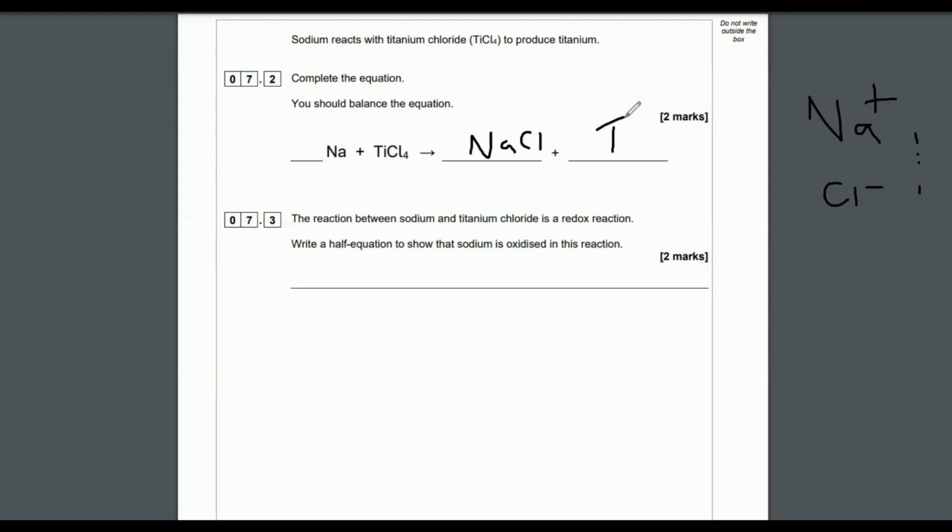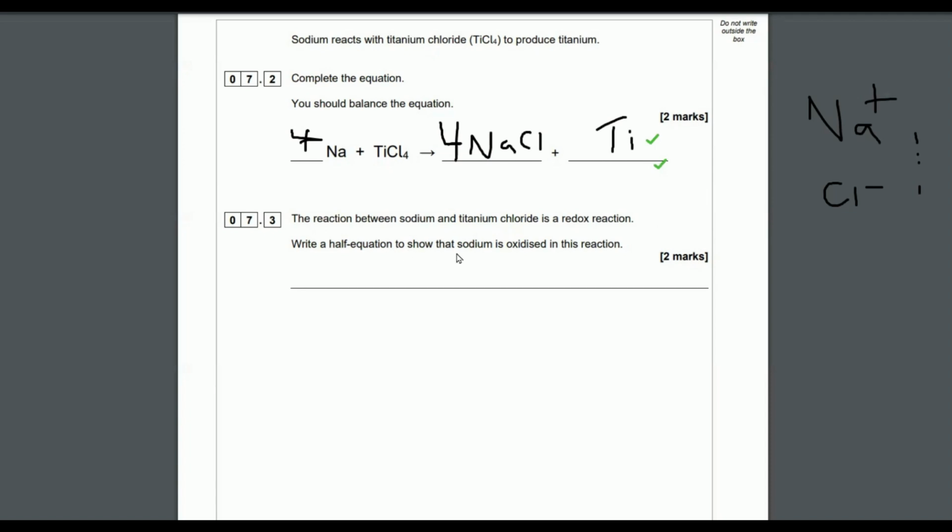And then we will have the titanium, which we have extracted. So what I need to do now is balance it. Well, we've got 4 chlorines there, so I need to put a big fat 4 here. And that means that I need a big fat 4 there. So 4 sodiums, 4 chlorine on that side, 4 chlorine on that side, 4 sodiums, 1 titanium, bish bash bosh. We are balanced.